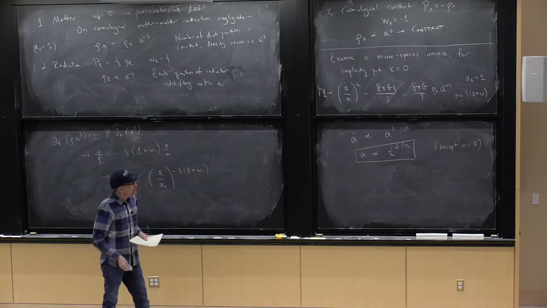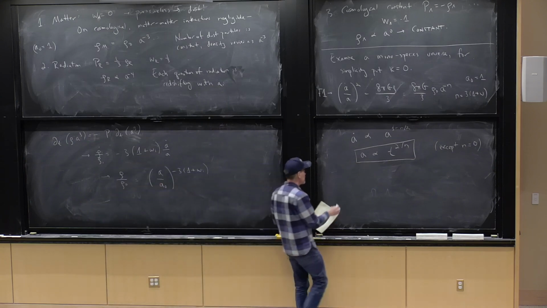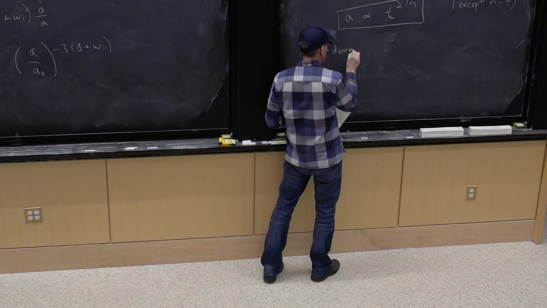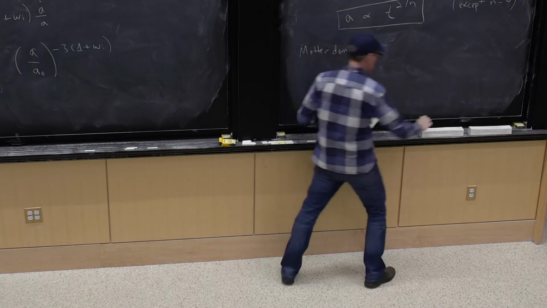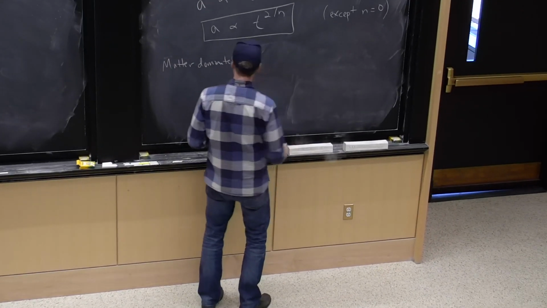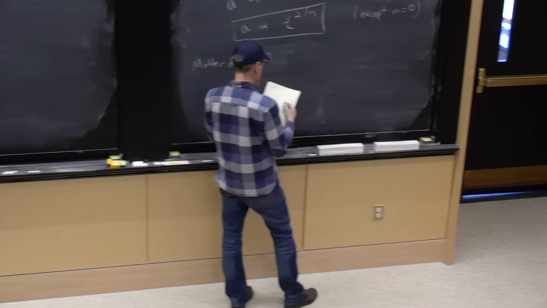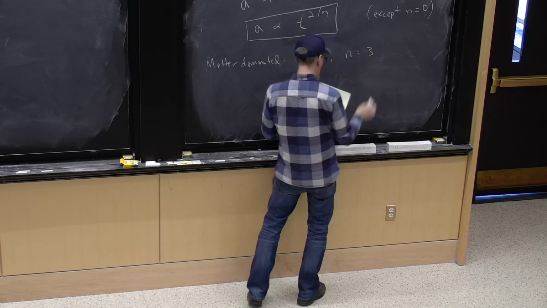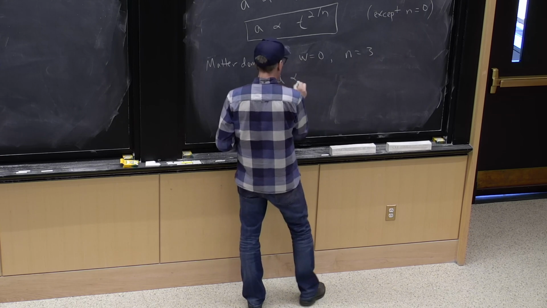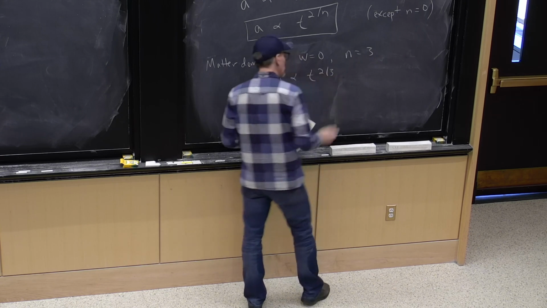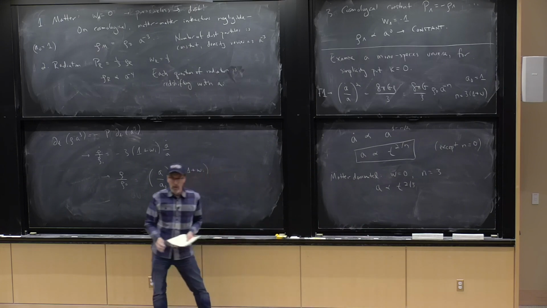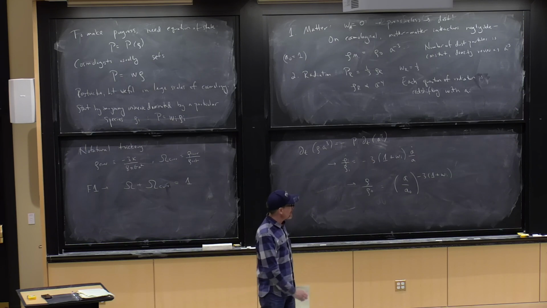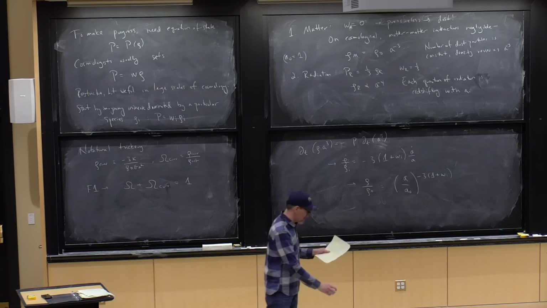If we are dealing with what we call a matter-dominated universe, well, in this sort of monospecies spatially flat form, this would have w equals 0, n equals 3, and a scale factor that grows as t to the 2/3 power. A matter-dominated universe is one that expands, but with this kind of law, so it slows down with time.